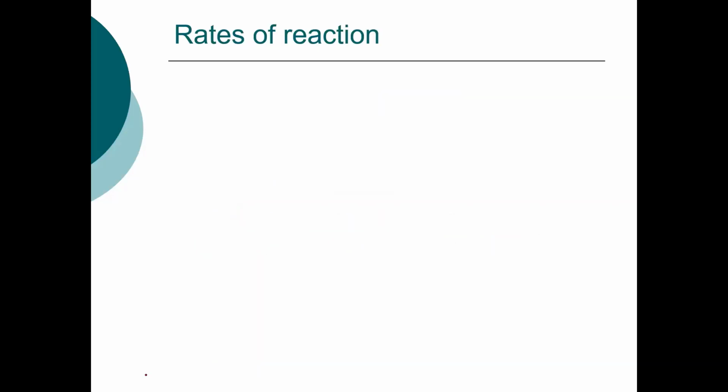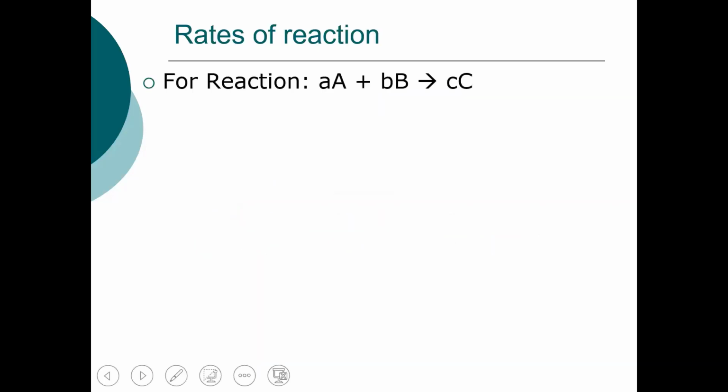What if we have a reaction? Here, let's just look at a reaction where some chemical A reacts with B to produce C, and we have the stoichiometric coefficients of A, B, and C. So a moles of A react with b moles of B to produce c moles of C.